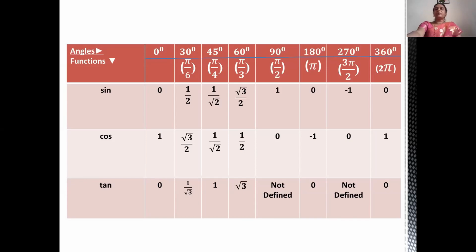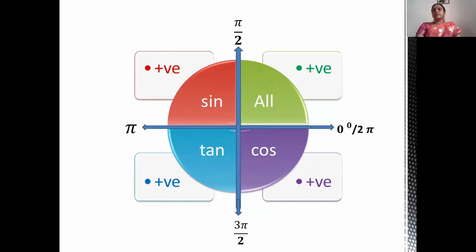Then what we need again from the previous standard is the signs of trigonometric functions. You know that in 11th standard we studied that the plane coordinate system is divided into 4 quadrants: first quadrant, second quadrant, third quadrant and fourth quadrant. The first quadrant is from 0 to pi by 2, the second quadrant is pi by 2 to pi, the third quadrant is from pi to 3 pi by 2 and the fourth quadrant is from 3 pi by 2 to 2 pi. In this way, the plane coordinate system is divided into 4 quadrants.